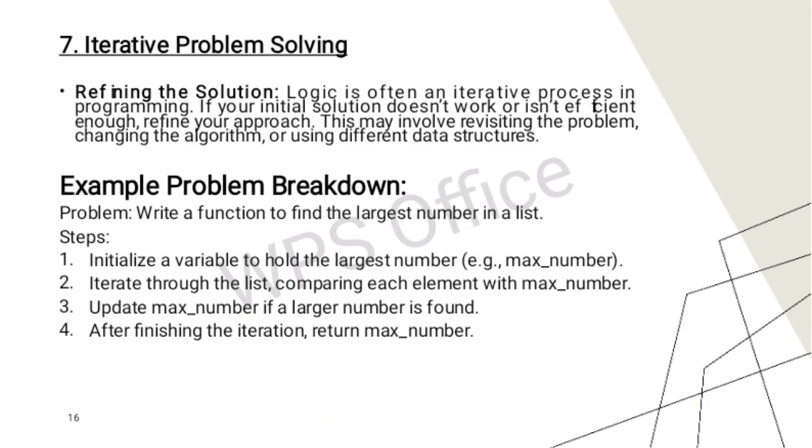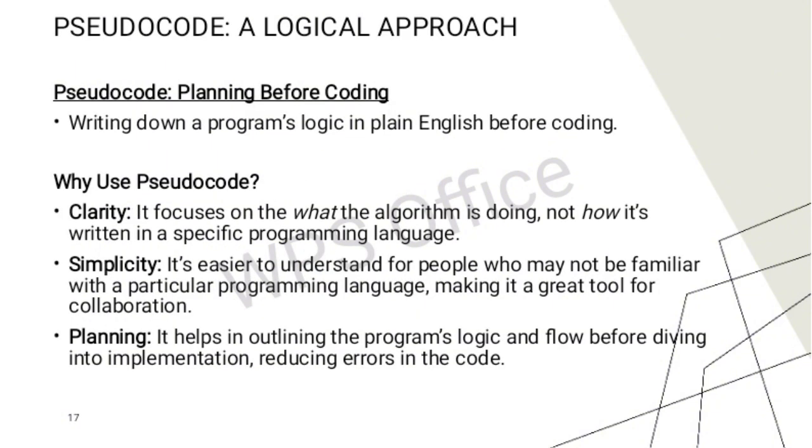Second is iterate through the list, comparing each element with max number. Update max number if a larger number is found. After finishing the iteration, return max number. That is the steps. So next slide is pseudocode.